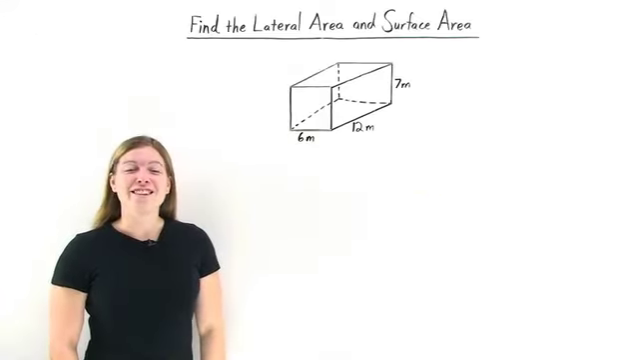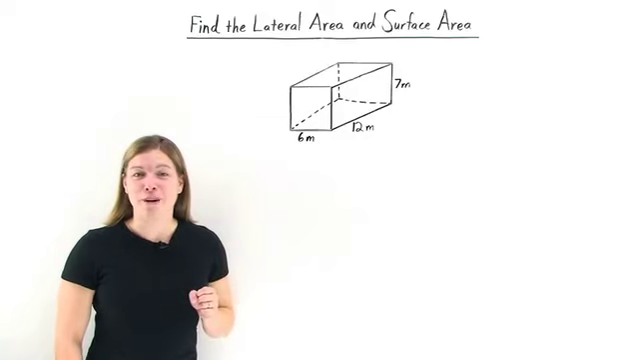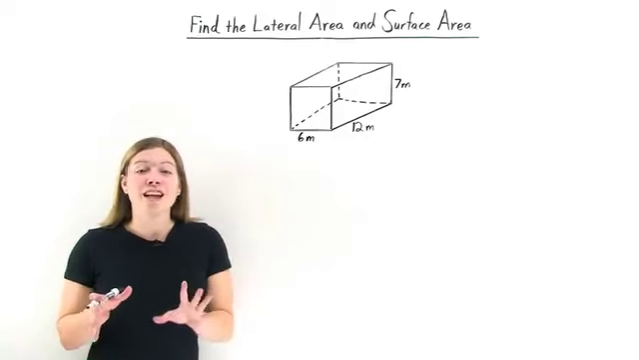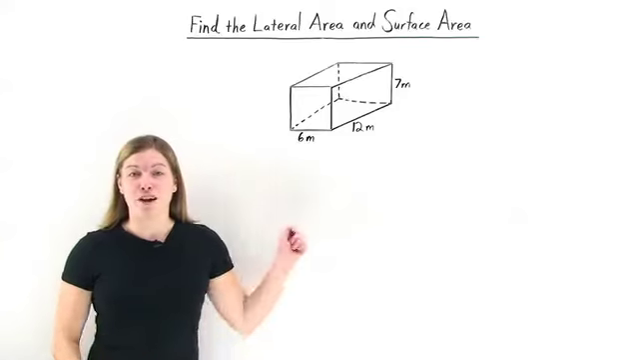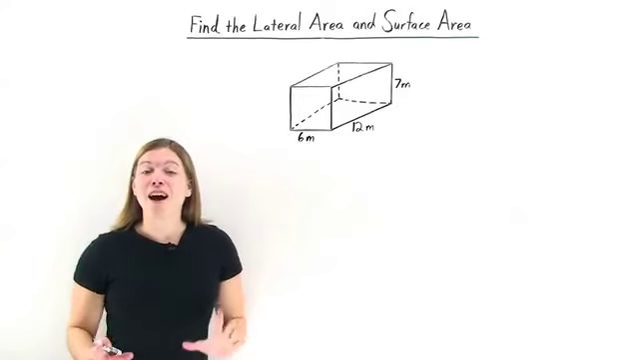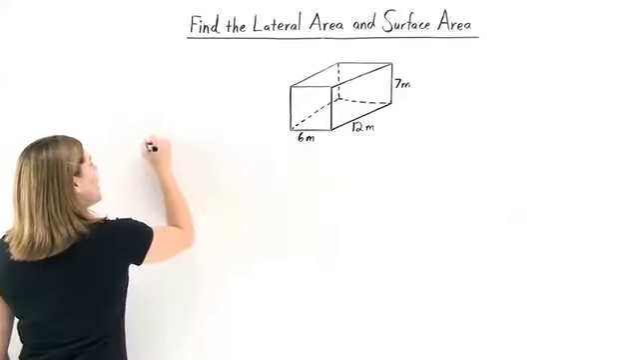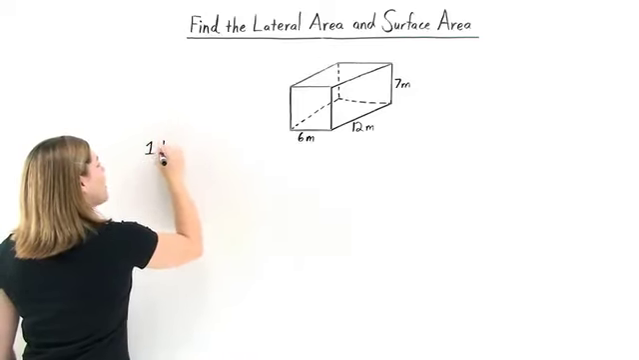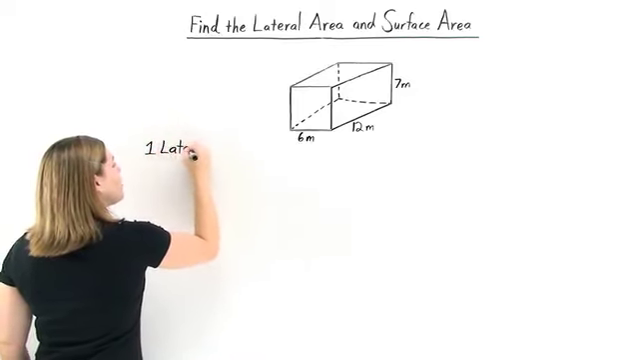Find the lateral and surface areas of this rectangular prism. First, let's focus on finding the lateral area of this prism. To find the lateral area, we need to take the sum of the areas of all the lateral faces.